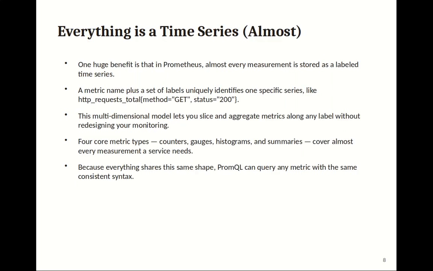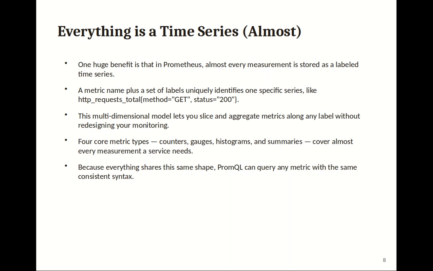Everything is a time series, almost. One huge benefit is that in Prometheus, almost every measurement is stored as a labeled time series. A metric name plus a set of labels uniquely identifies one specific series, like http_requests_total, method GET, status 200, HTTP status OK. This multidimensional model lets you slice and aggregate metrics along any label without redesigning your monitoring.